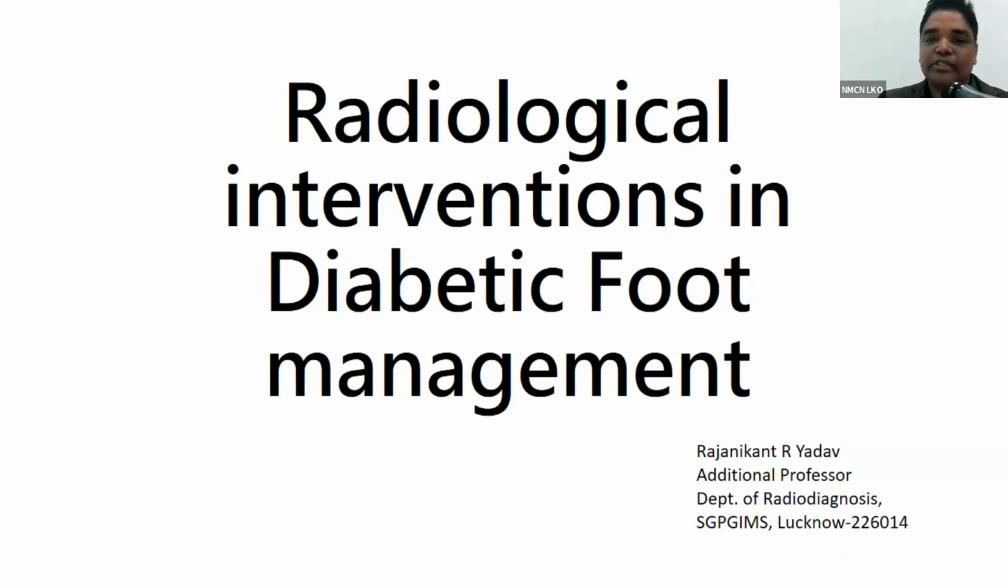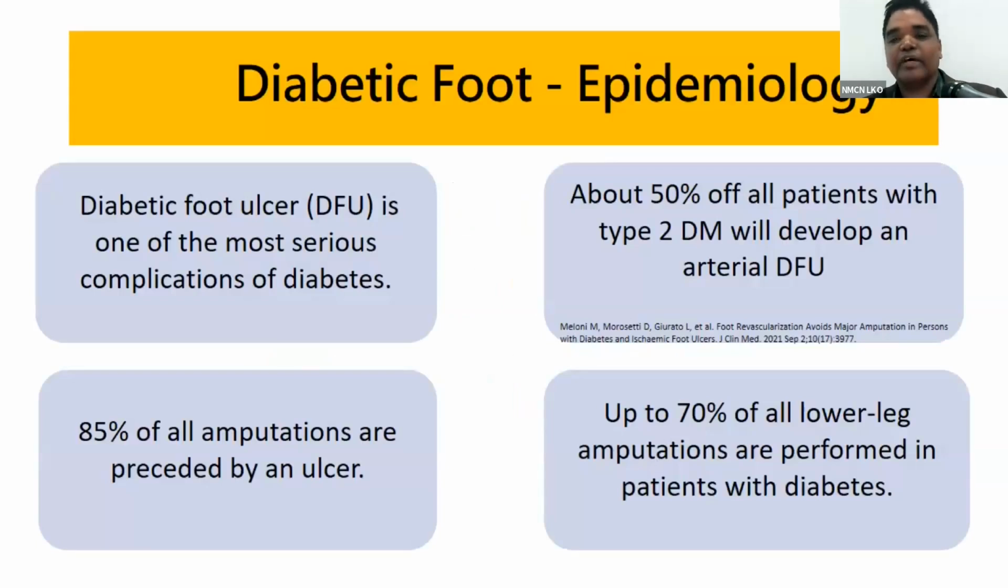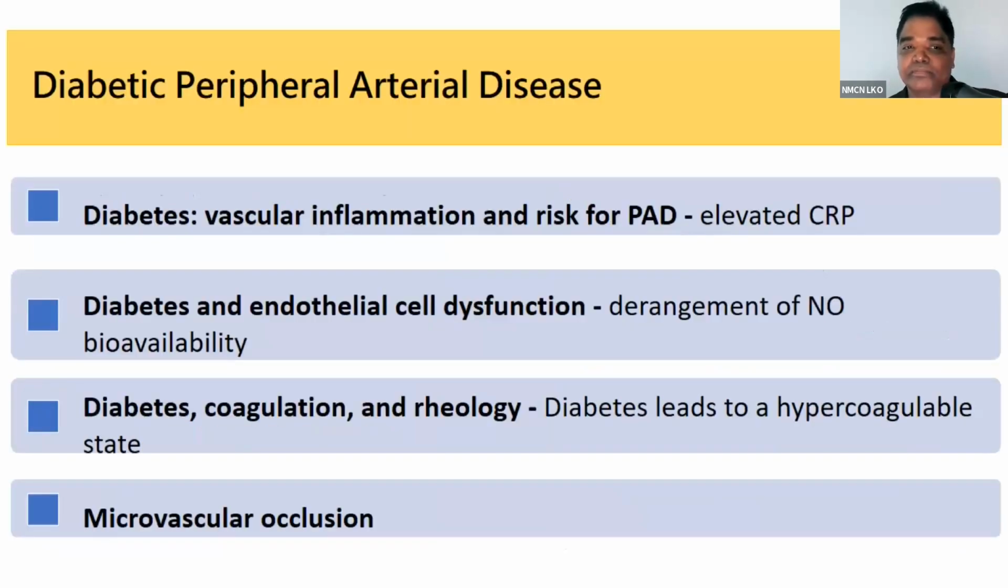So I'll be talking on radiological interventions in diabetic foot and management. The epidemiology of diabetic foot ulcer tells us that it is one of the most serious complications of diabetes, and about 50% of all patients with type 2 diabetes mellitus develop an arterial diabetic foot ulcer. 85% of all amputations are preceded by an ulcer, and up to 70% of all lower leg amputations are performed in patients with diabetes. So that is the seriousness of the problem.